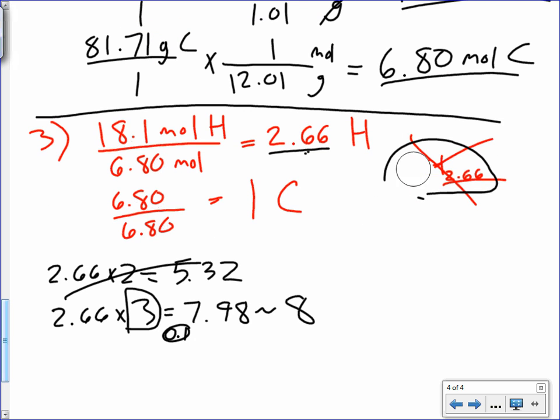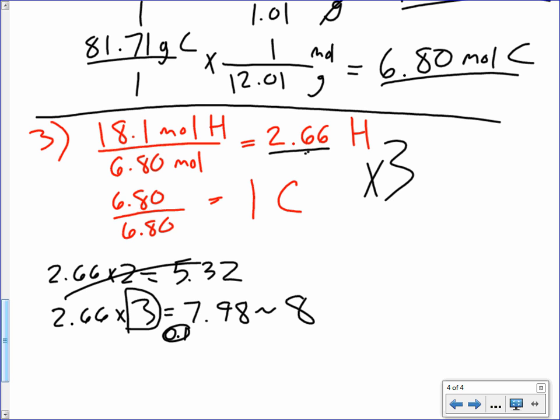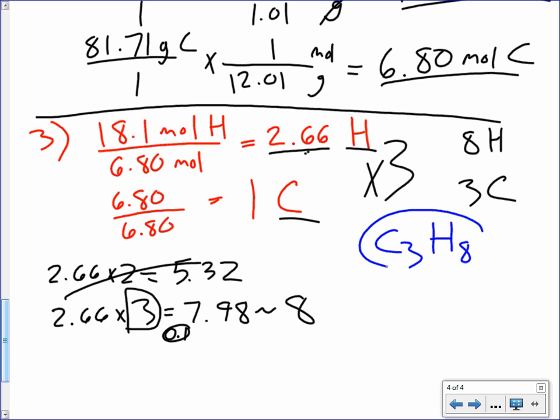So let me get rid of this here. Alright. So we're going to multiply this whole thing by 3. So that means the carbon and the hydrogen. So we multiply 2.66 by 3 and we get 8 hydrogen to every 3 carbon. Okay? So now we got whole numbers, so this looks a lot better for a chemical formula. Which means our formula is C3H8, which is propane.